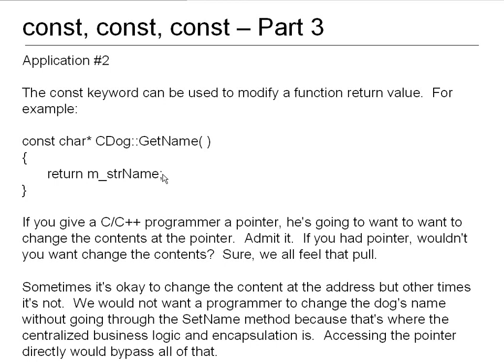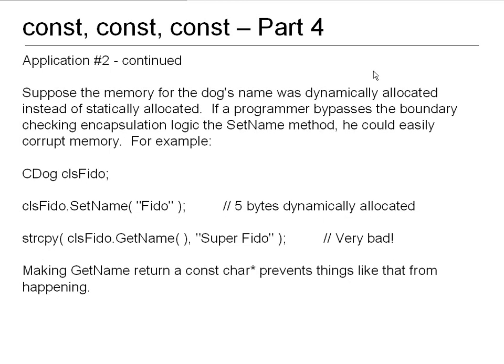Okay, sometimes it's okay to change the contents at the address, but other times it's not. We would not want a programmer to change the dog's name without going through the SetName method, because that's where the centralized business logic and encapsulation is. Accessing the pointer directly would bypass all of that, and most of the time in business programming we do not want that to happen. Suppose the memory for the dog's name was dynamically allocated instead of statically allocated.